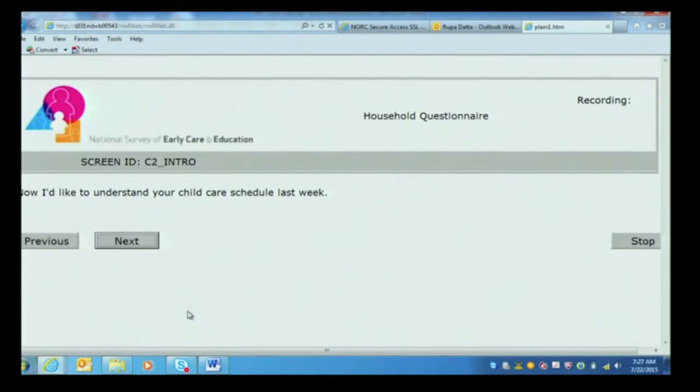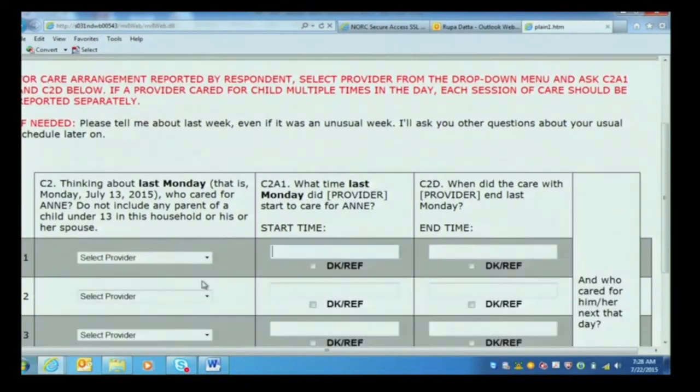Thank you. Now I'd like to understand your child care schedule last week. Okay, so this is a larger screen. Let's just get oriented for a moment. So the convention is that if it's all in capital letters, then it's just for the interviewer as an instruction. None of that would get read aloud.